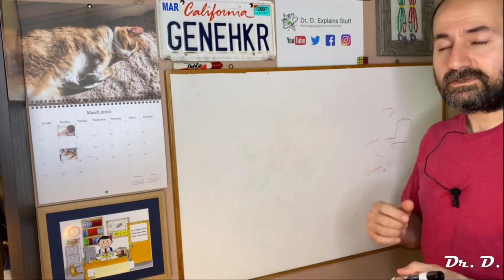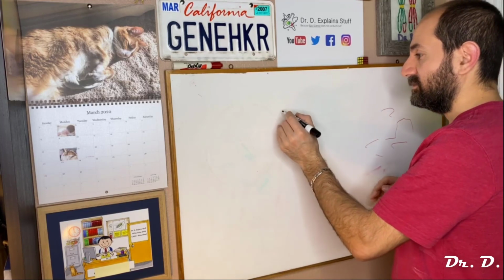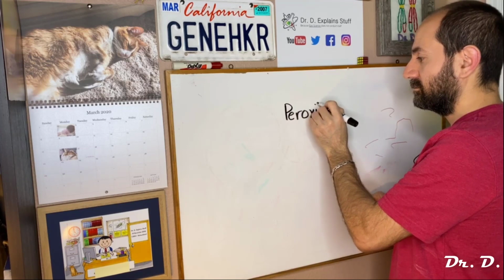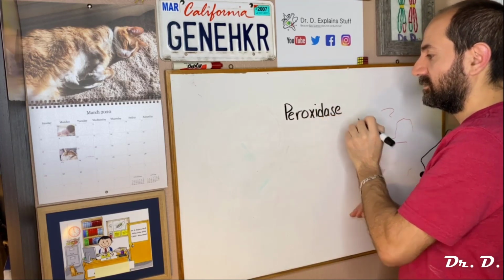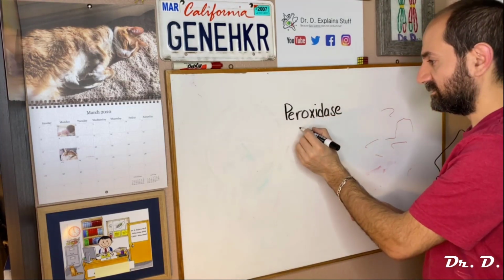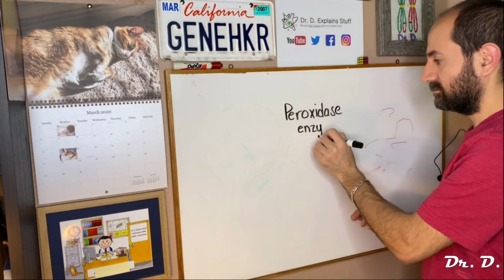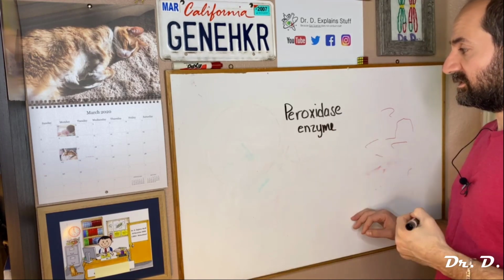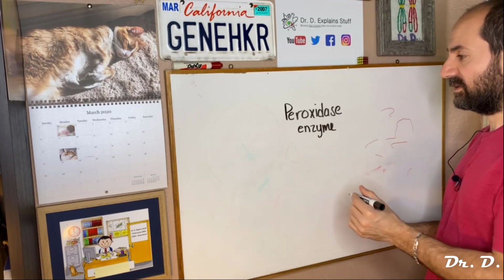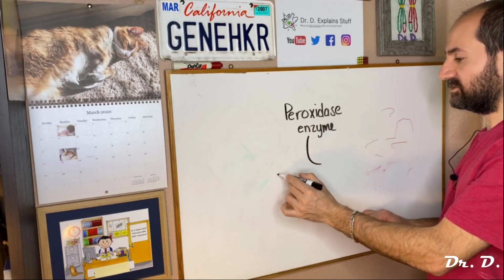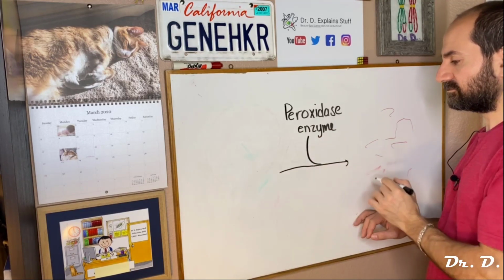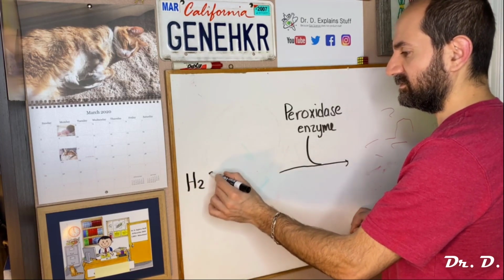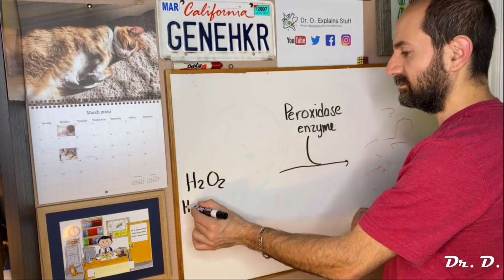All right, so if you recall, the main idea of this lab was this enzyme called peroxidase. Peroxidase is the enzyme we're dealing with. And remember, enzymes are usually proteins, and peroxidase is a protein enzyme. And remember, enzymes catalyze reactions, right? They speed up a reaction. And in this case, the reaction it speeds up is the breakdown of the substrate, hydrogen peroxide.